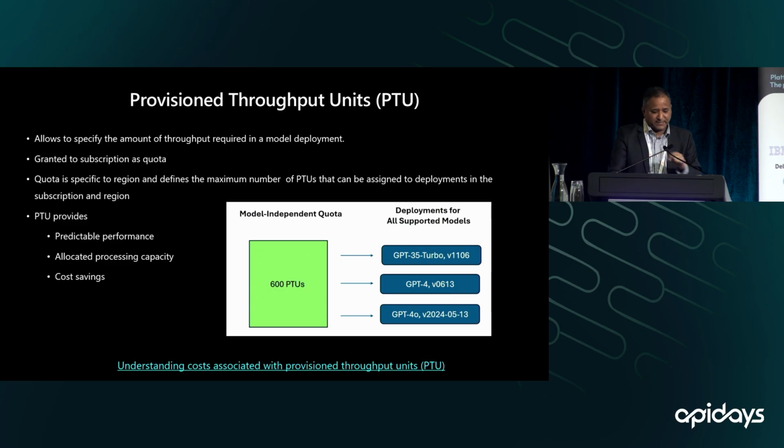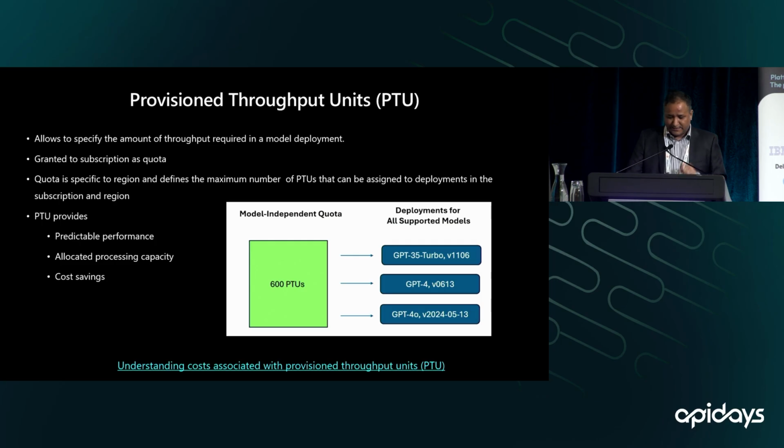So using this is similar to using reserved instances for virtual machines, for example, where we say, okay, I'm going to reserve this much capacity for the next 3 years. So similar to this, the provisioned throughput unit allows us to have a sort of predictable performance by combining the quota of individual models into a higher level at the subscription and at the region level.